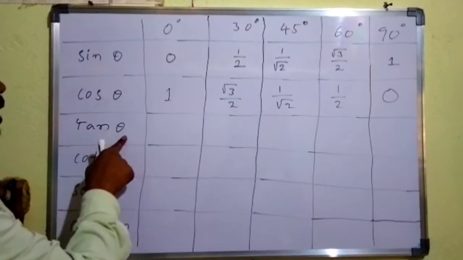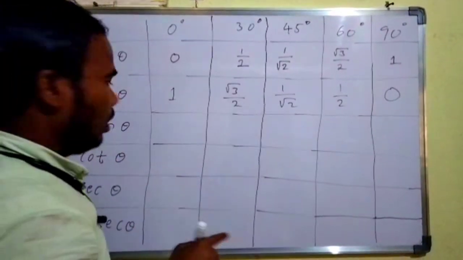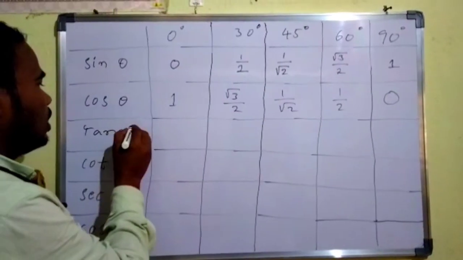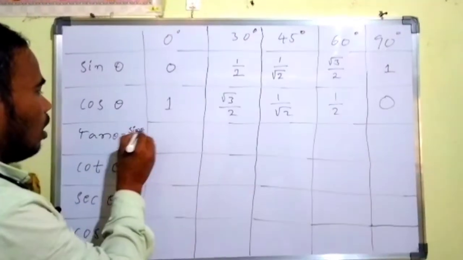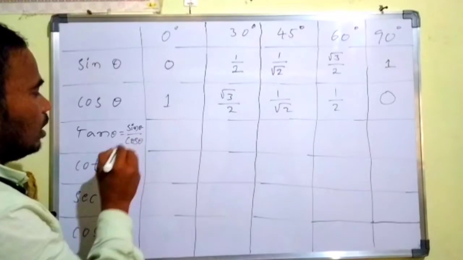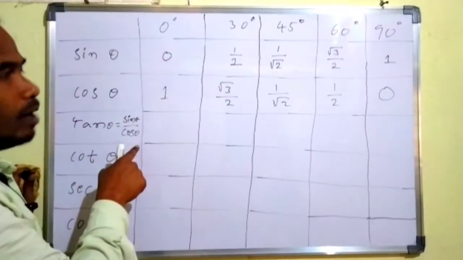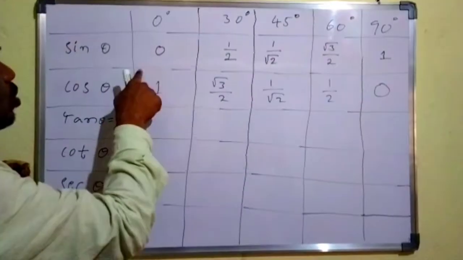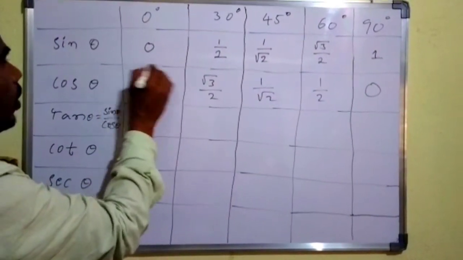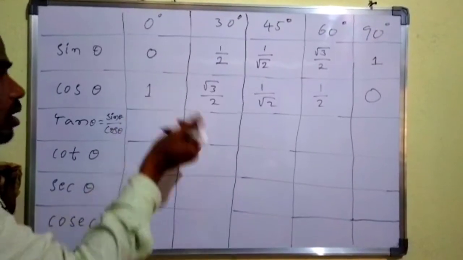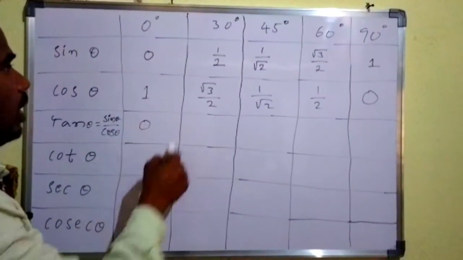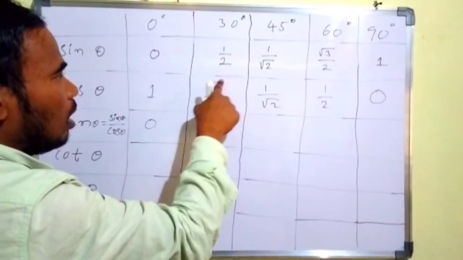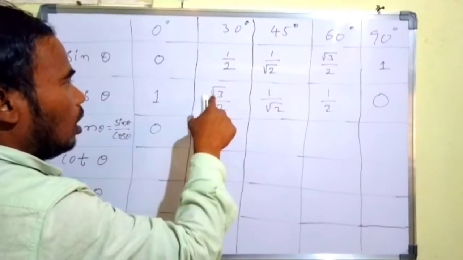Now tan theta. The main concept is that tan theta is sin theta by cos theta. Here the sin values and cos values are there, so we divide them. So 0 by 1 is 0. Then 1 by 2 upon root 3 by 2.